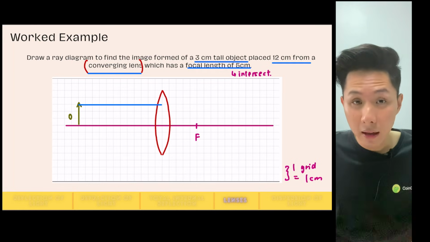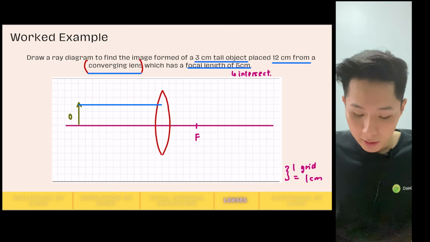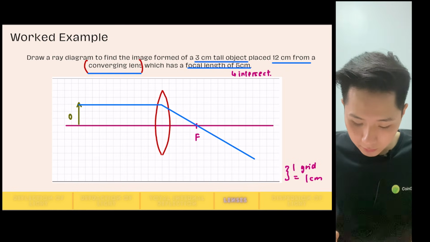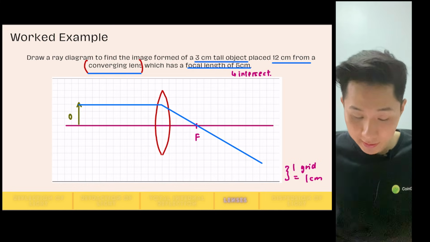And once you have the F figured out, everything becomes easy. You just direct this light ray towards the focal point. And that's it. That's the first light ray that you need to draw.